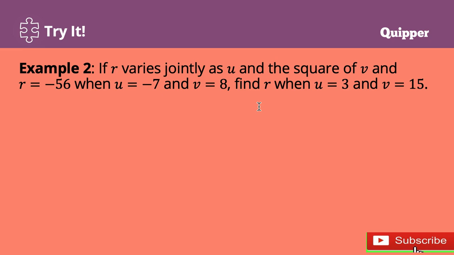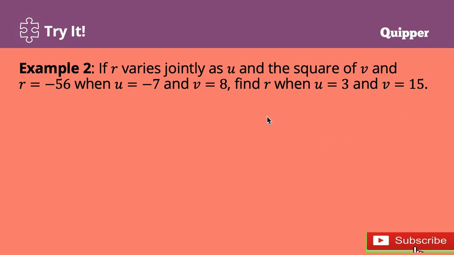Example number 2. If r varies jointly as u and the square of v, and r is equal to negative 56 when u is negative 7 and v is 8, find r when u is equal to 3 and v is equal to 15. Now again, I want you to pause the video for a while, then solve it on your own and compare your answer to mine later.